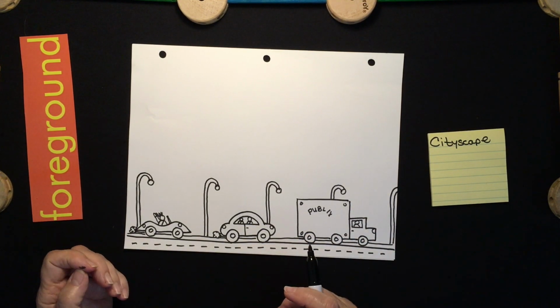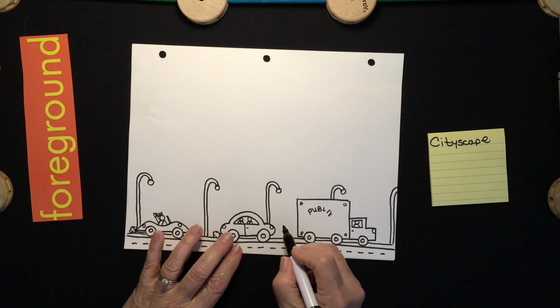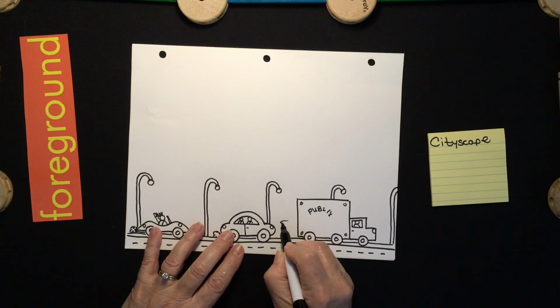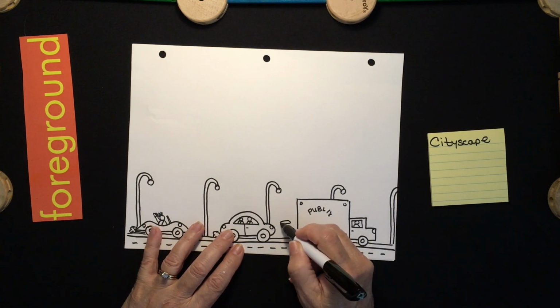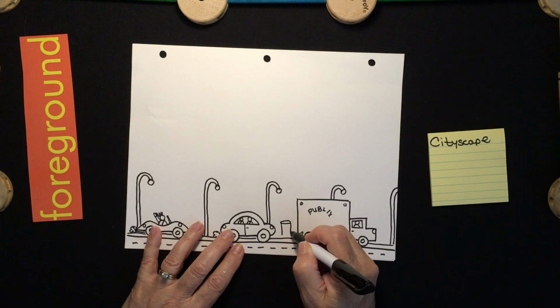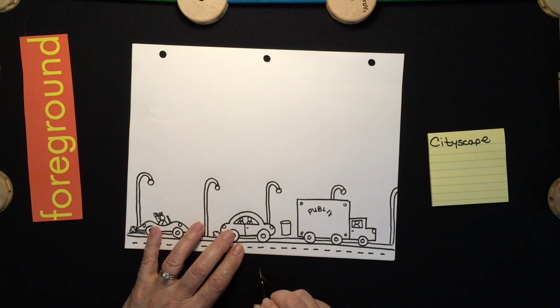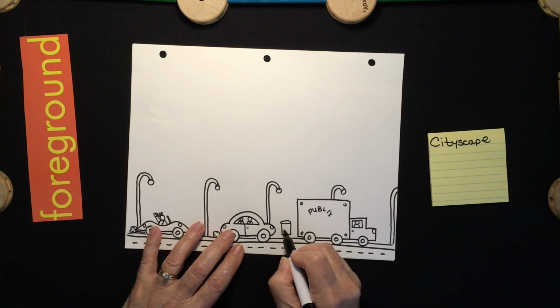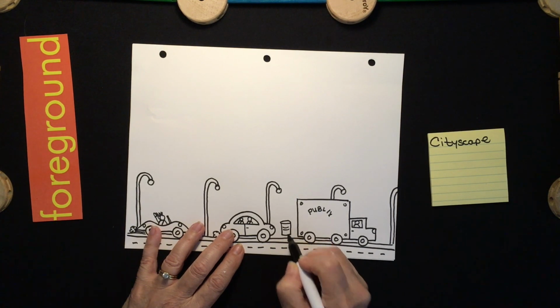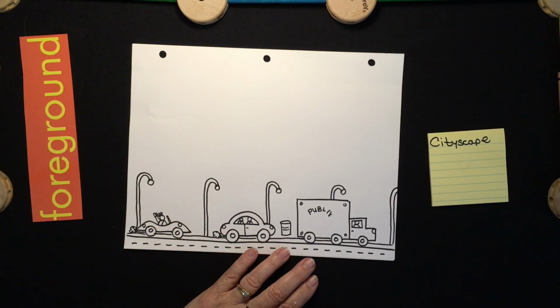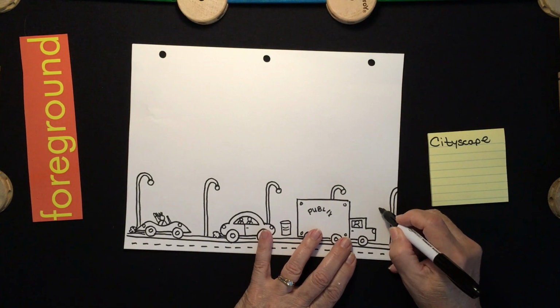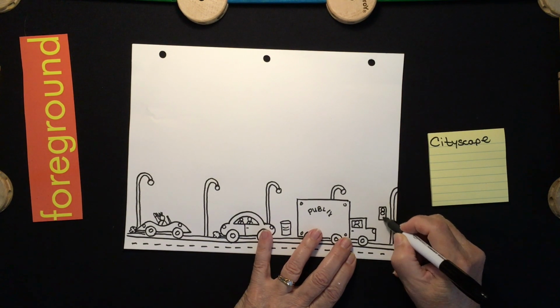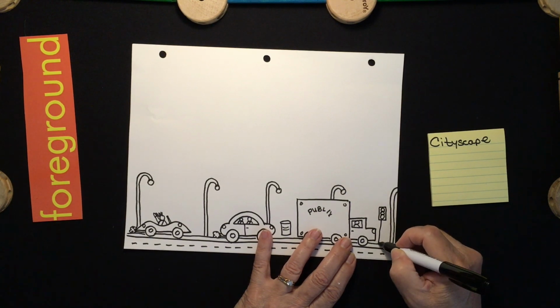Now some other objects. Let's see, how about a trash can? I'm going to make a trash can by making an oval on its side, 2 straight lines and a curved line. That's a good trash can. I don't know that I can write it, but I can pretend like there's a little sign on it. And maybe I'll make a traffic light here. Watch this. Rectangle, red light, yellow light, green light. There's the pole.